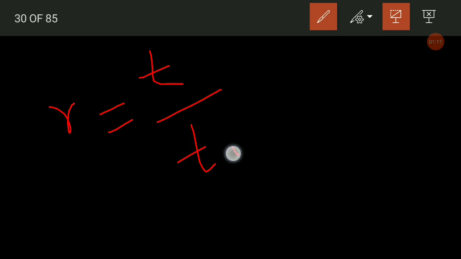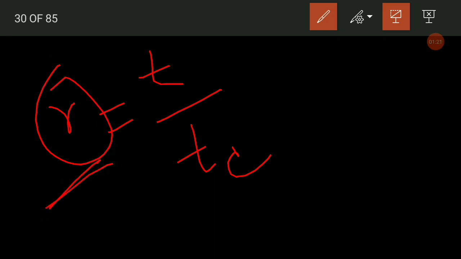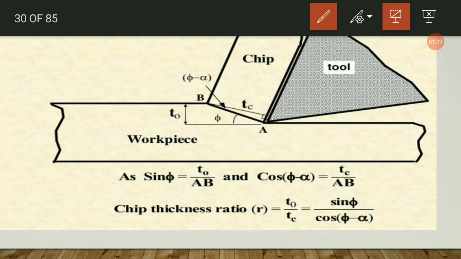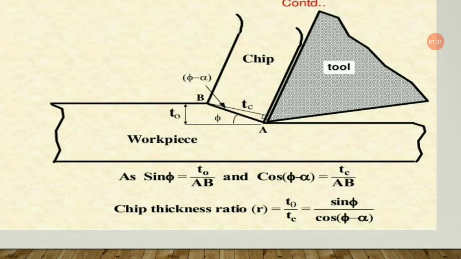let me write it for you. Simply, chip thickness ratio we are going to express as a ratio of uncut chip thickness by cut chip thickness. Okay, and it is generally denoted by the small letter r. Okay, so this small letter r is known as the chip thickness ratio, which is also termed as cutting ratio.